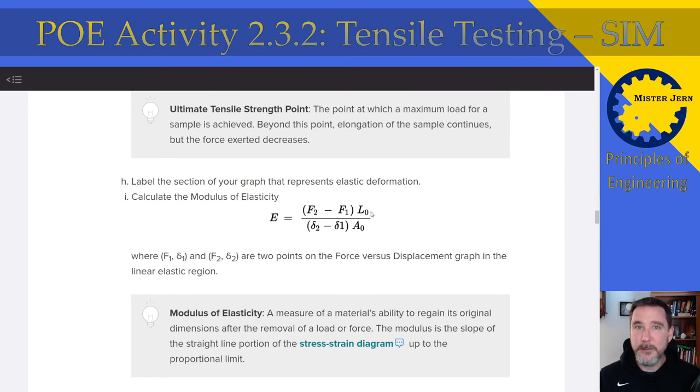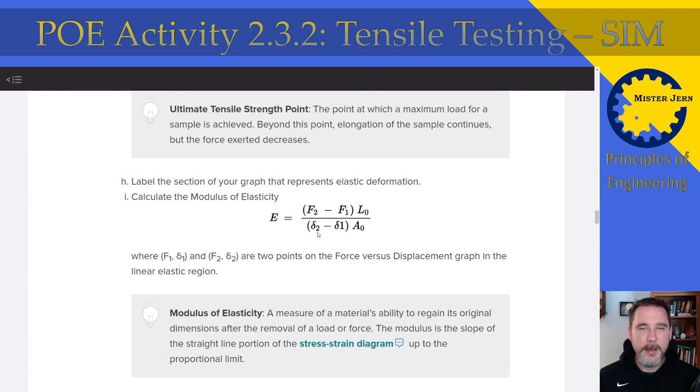Then L0 is the original length. There's your 1 inch. And the original cross-sectional area, you've already calculated a million times. You calculated it before. All right? So let me clarify here.